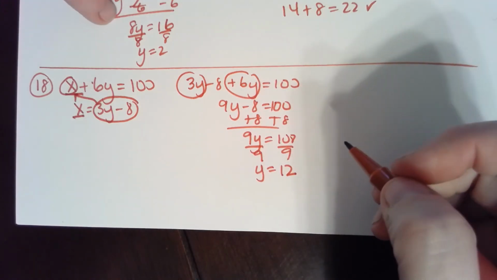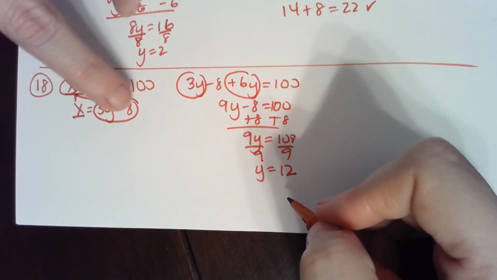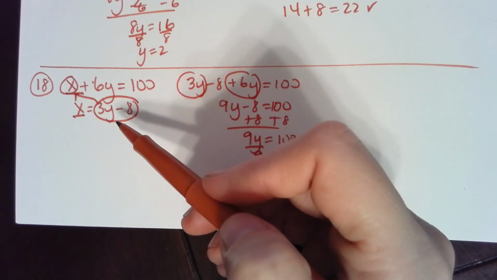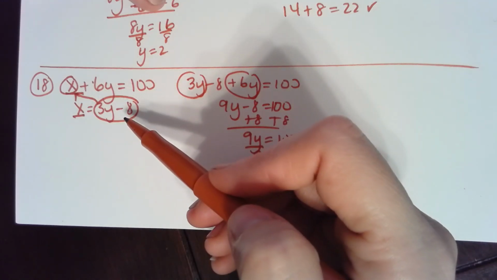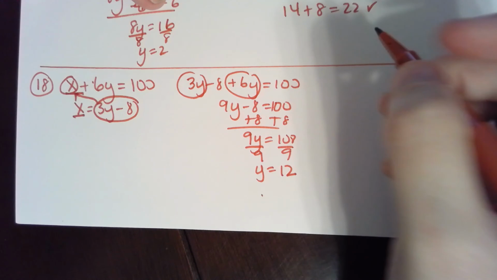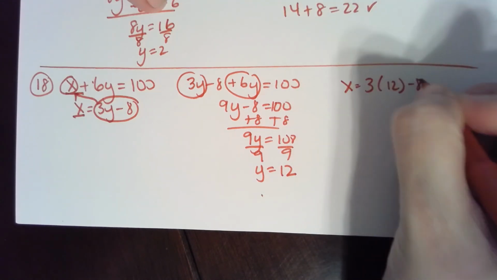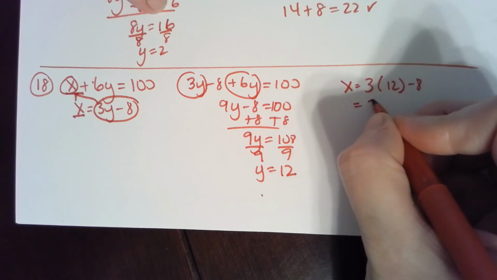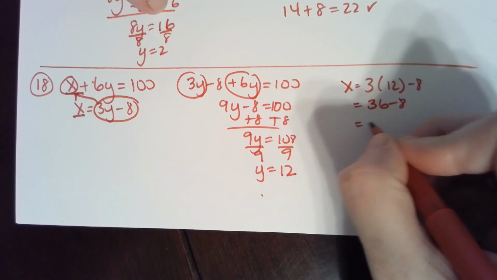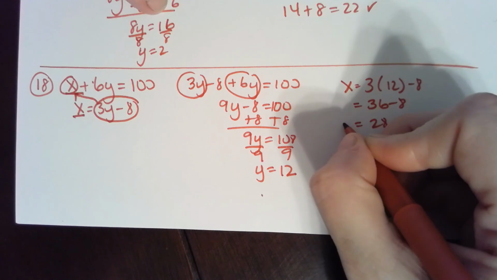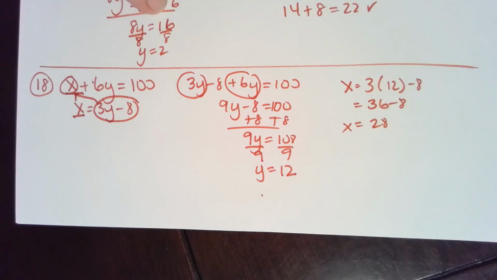I'm going to plug it in to check again. I'm going to use the easiest one to solve. Anytime I have a variable that's isolated, that's usually going to be the easier one to solve. x equals 3y, which is 12, minus 8, which means x is 36 minus 8, which means x is 28. Is that right? 3 times 12 is 36 minus 8. That is 28.